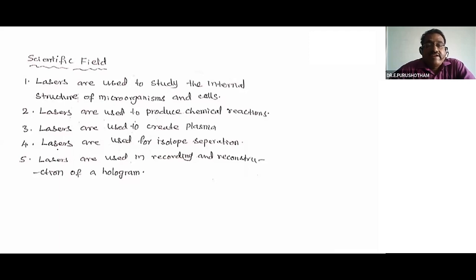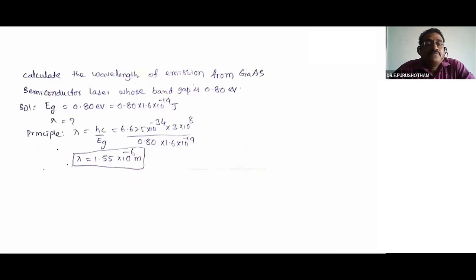Using this also we can create plasma. We can separate isotopes, same atomic number, iso means same, tope means number. So lasers are used for isotope separation. Lasers are used in recording and reconstruction of hologram. So in this laser, only we have two problems. Calculate the wavelength. This is the first problem.